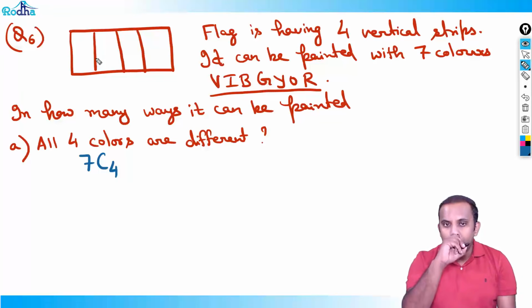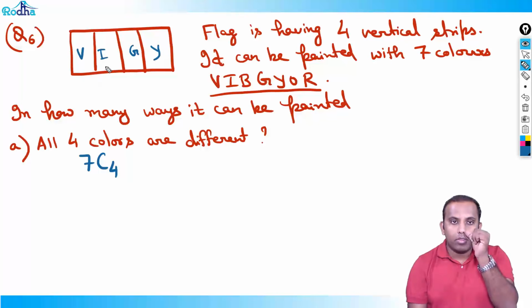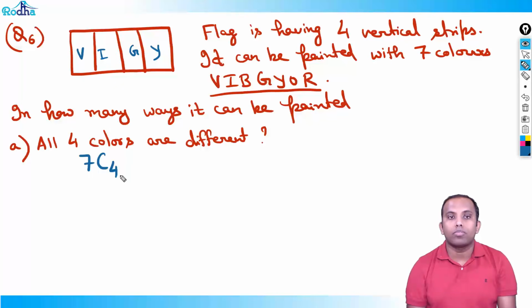Suppose one group will be violet, indigo, green and yellow, let's say. This is one of the groups of 7C4 groups. Now in this group the flag will be changed if I shuffle it. If I bring yellow this side, bring violet this side, or shuffle indigo and green, the flag will be changed. So here shuffling can be done.